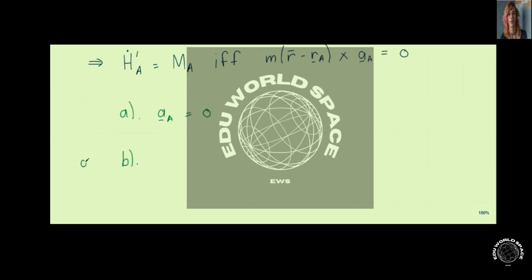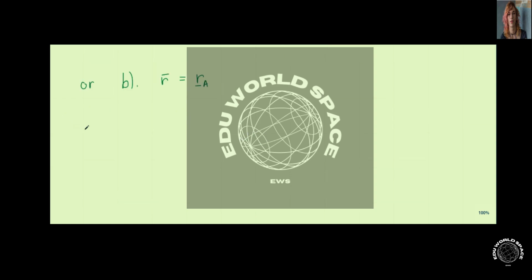Secondly, either one of these conditions needs to be satisfied: the center of mass r bar is equal to r_A, so point A coincides with the mass center of the system. Or the last condition is that a_A is parallel to r bar minus r_A, which is the acceleration of point A, a_A, is directed along the line AG.